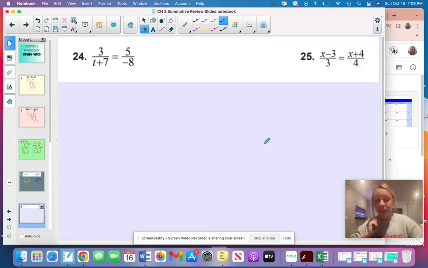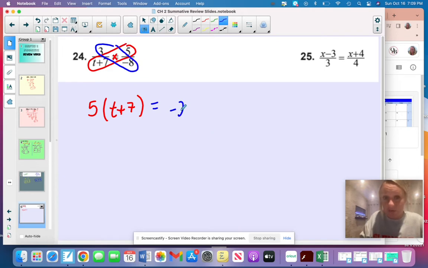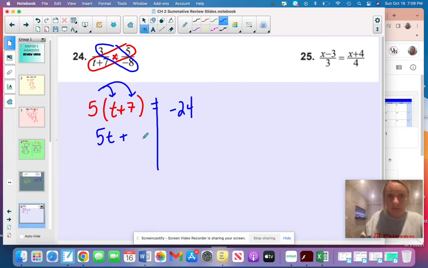Now, when we look at these, we're still using proportions and we're still solving, but these are multi-step. So it's not a quick calculator trick. To do this, we are going to use cross products. For this cross product, when we have 5 times t plus 7, remember that we set that up with the 5 on the outside and then t plus 7 in parentheses. It sets us up to use the distributive property. For my other cross product, I've got 3 times -8, which is just -24. So my next step in solving is to distribute here. 5 times t gives me 5t, plus 5 times 7 is 35 equals -24.